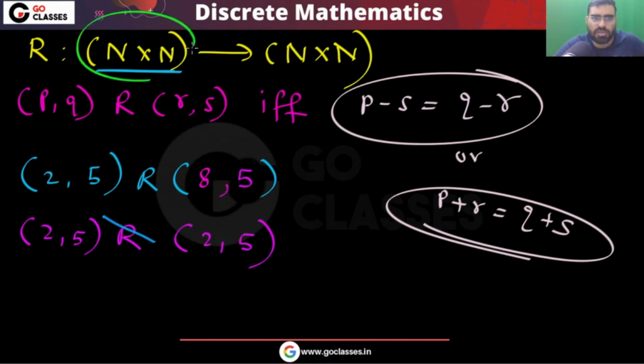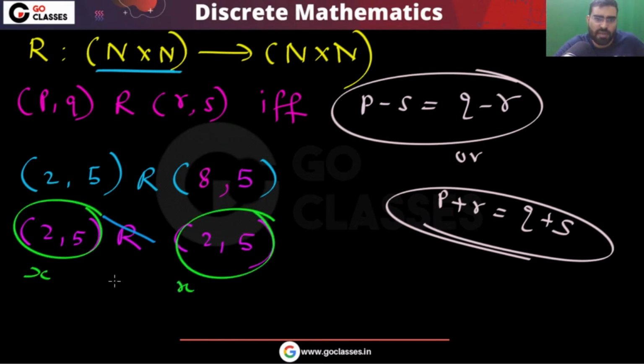Okay, because this element is not related. Let's call it x. This is not related to x. X is not related to x. So you can clearly see that this relation is not reflexive. Okay, and so on. So I hope this point is clear, that what is this question?